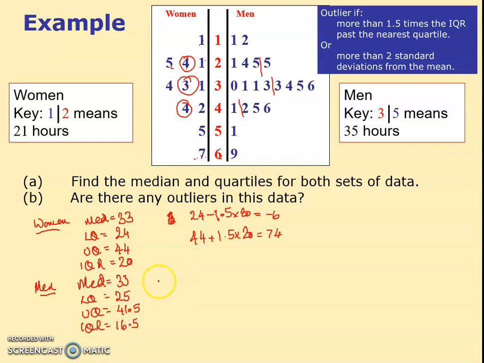So I take my lower quartile, which is 25, and I minus 1.5 times 16.5. I'm going to have to do it on my calculator. So I've typed that in, I get 0.25, is that right? I think I've tapped it in right. So I'm going to write 0.25. So it wasn't negative at all, it was positive. And the other one is I've got to go to the 41.5, and I have to add on 1.5 times 16.5. So again, I'm going to type that in.